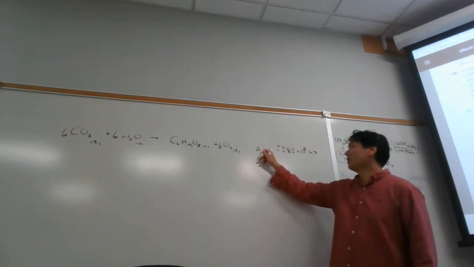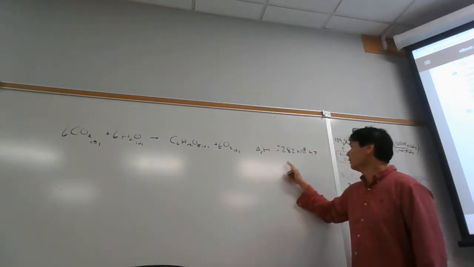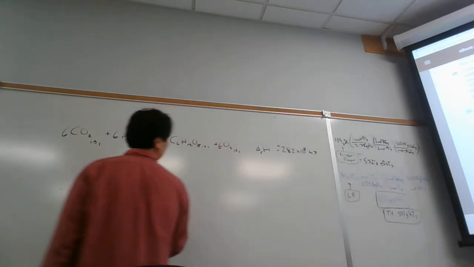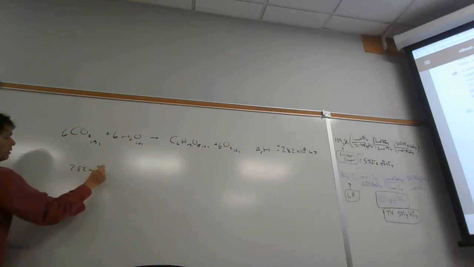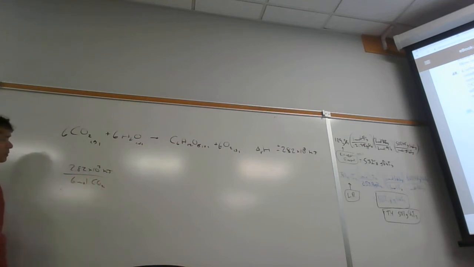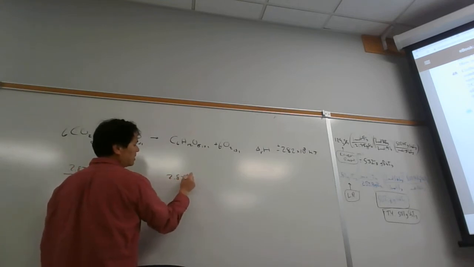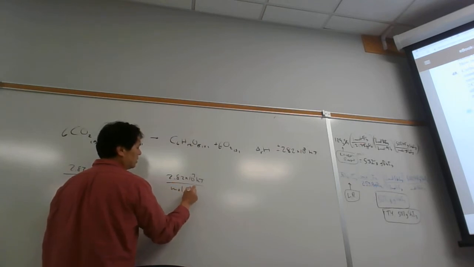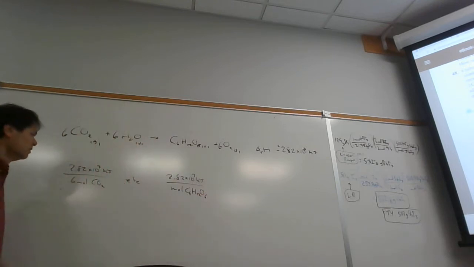Now, this is delta sub R. Delta sub R means that this is the amount of energy for the reaction as written. And so when we look at the mole ratios, it would be 2.82 times 10 to the third kilojoules of energy for every 6 moles of CO2, etc. Or over here, it would be 2.82 times 10 to the third kilojoules for every mole of sugar that's synthesized here or produced per 1 mole. And so it's for the reaction as written.